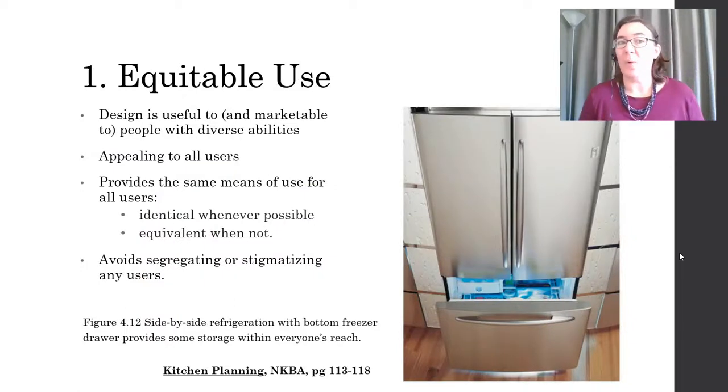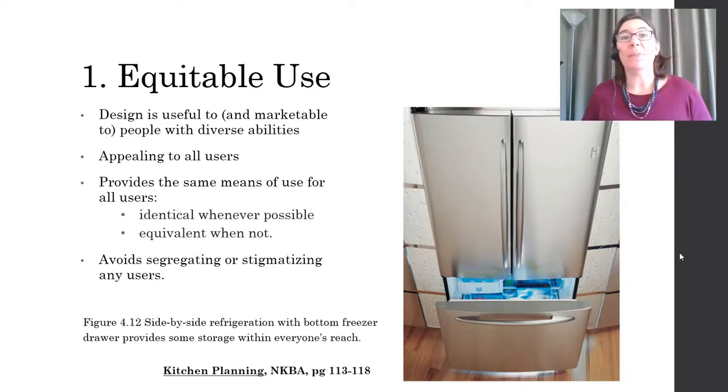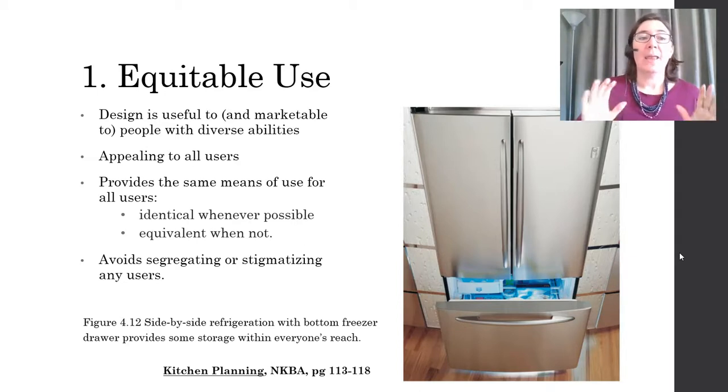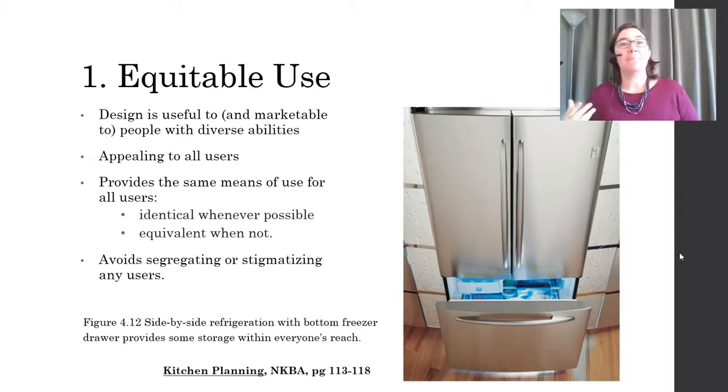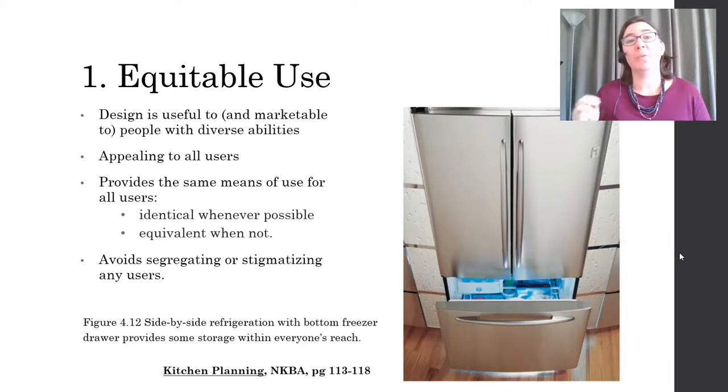Let's start with principle number 1, equitable use. Our design should be useful to and therefore marketable to people with diverse abilities. It needs to be appealing to all users, and this is very important, it needs to provide the same means of use for all users. Identical when it's possible, right? But equivalent when that's not possible. And so part of the equitable use principle is to avoid segregating or stigmatizing any users.